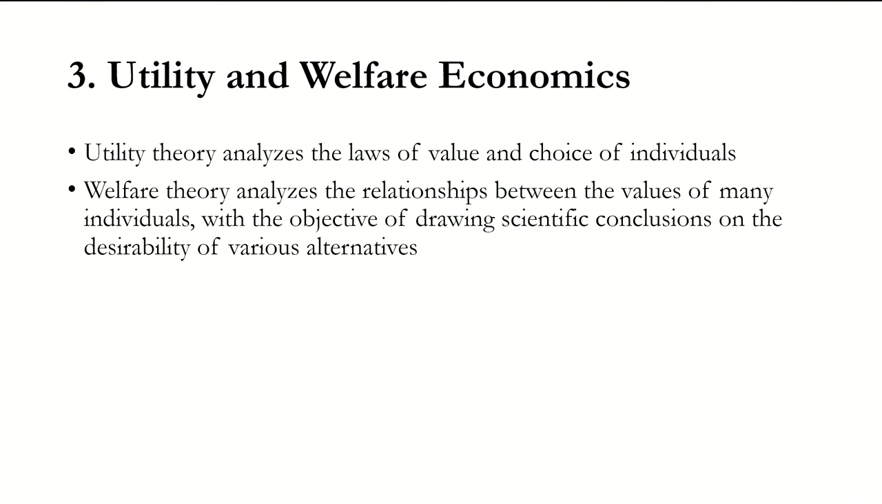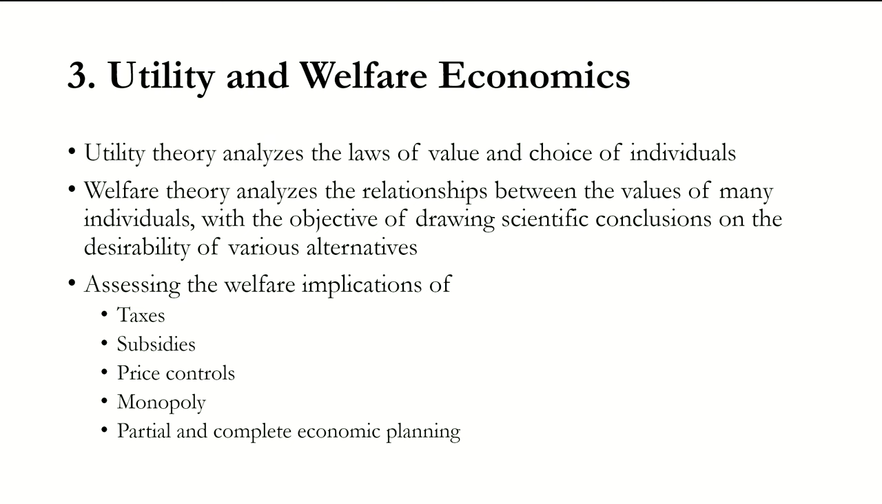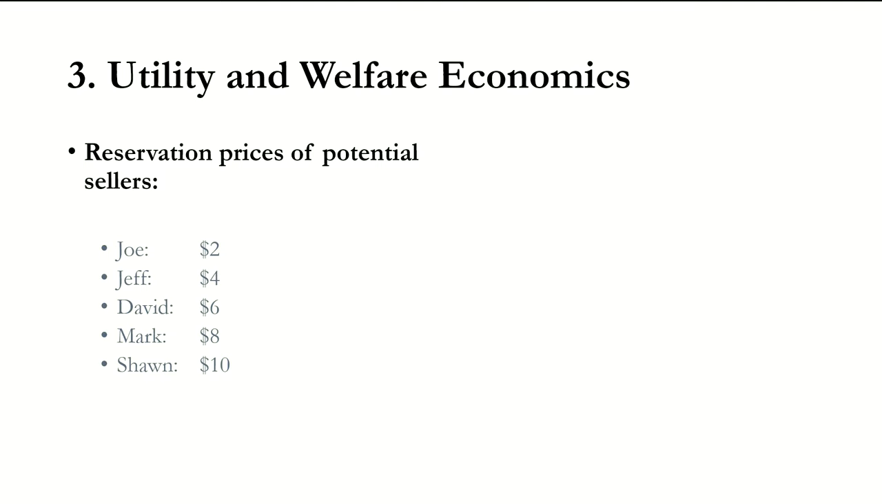And that means, for example, we want to assess the welfare implications, the changes in social utility that emanate from taxation, from subsidies, from price controls, from monopoly, and from partial and potentially complete economic planning. How does it improve or not on the social welfare of society? And since we have to talk about measurable elements, it is no wonder that standard economics focuses not really on subjective value, but on something that is actually measurable, which is money and money prices, and in particular, the reservation prices for goods.